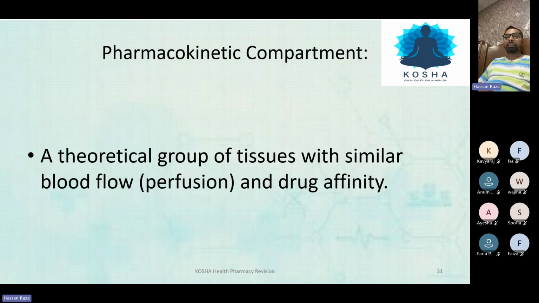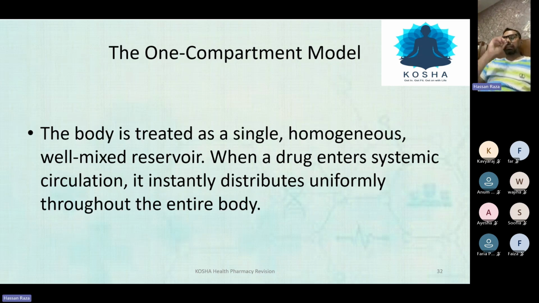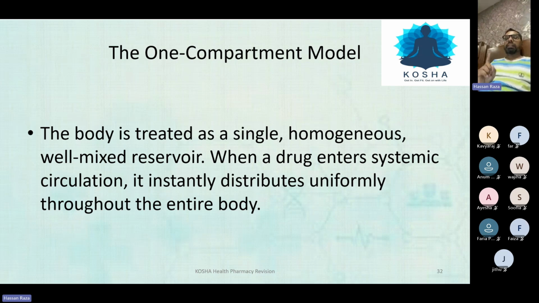And to calculate all these things, we assume the body is divided into some compartments. In these slides, and clinically, we are interested in two models. One is called the one compartment model and the other is called the two compartment model. Because there are some drugs which are hydrophilic in nature. For example, I forget the example of a one compartment model drug. I will tell you in a minute.